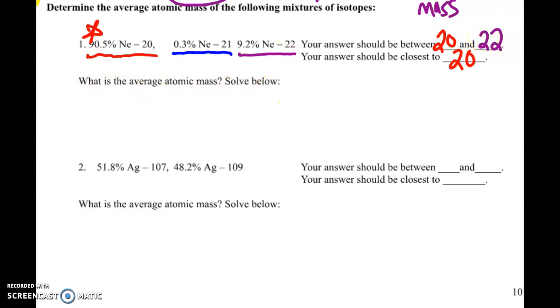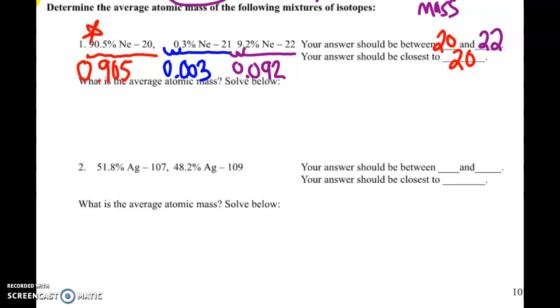So to solve for the average atomic mass, remember that we have to go through and convert all of these percentages to decimals. Either type it in, divide by 100 on your calculator, or you can go through and move your decimal places to the left. So let's convert all those percentages first. So 90.5%, decimal equivalent is 0.905. For 0.3, that's going to be 0.003. And for 9.2, it's going to be 0.092. So now we can go ahead and start using that equation.